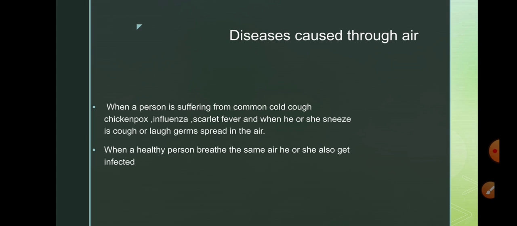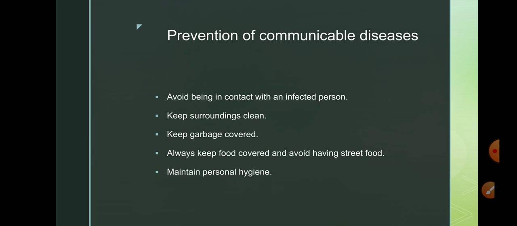Now let us understand how we can prevent different communicable diseases. As we have seen, communicable diseases mainly spread through direct physical contact. So we need to avoid direct physical contact, and we should not use their articles like towels, hair combs, etc. If it is an airborne disease, the patient should be advised to cover his mouth when he coughs or sneezes and avoid spitting in public places.